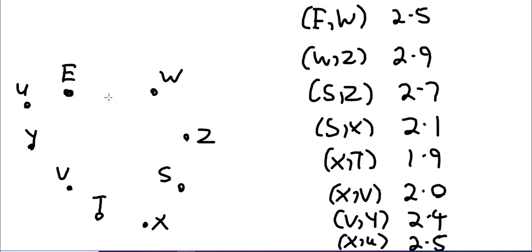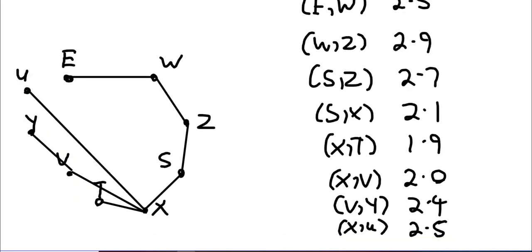Okay, let's try it. E to W, W to Z, S to Z, S to X. What was after that then? T, X to V, V to Y, X to U, and then the last one. That's it. And you can draw that any way you want, can't you? So that T, I don't like where that T is, so we can move it. Like that.